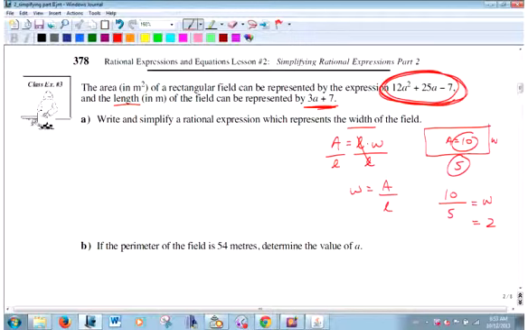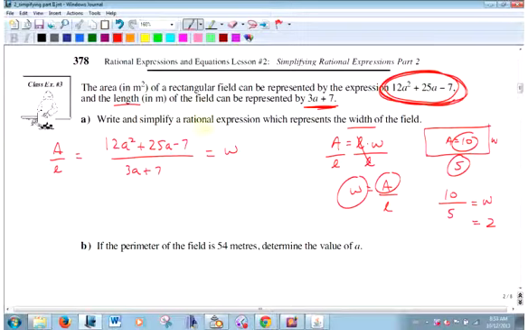Okay? I know what the area is. That's this. Okay, I know what the length is. That's this. Therefore, this thing is equal to the width. There it is. That's a rational expression which represents the width. Okay? But again, just factor that. You'll get one of these as the dimension, you'll get the other one.